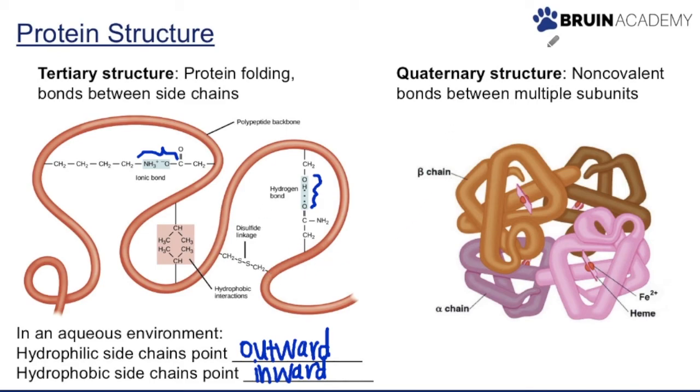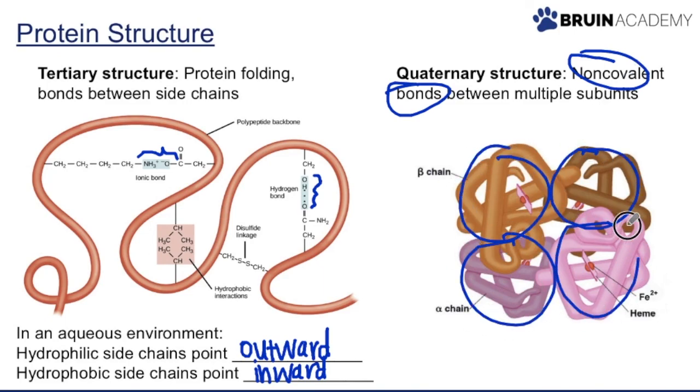The last thing to know is the quaternary structure. Now you have all these non-covalent bonds between multiple subunits. I'm going to have a video also on non-covalent bonds, so you can refer to that if you want to learn a little bit more about that. But here you have multiple subunits interacting together, non-covalent forces holding these multiple chains together. And this is the biggest and most complex structure of proteins.